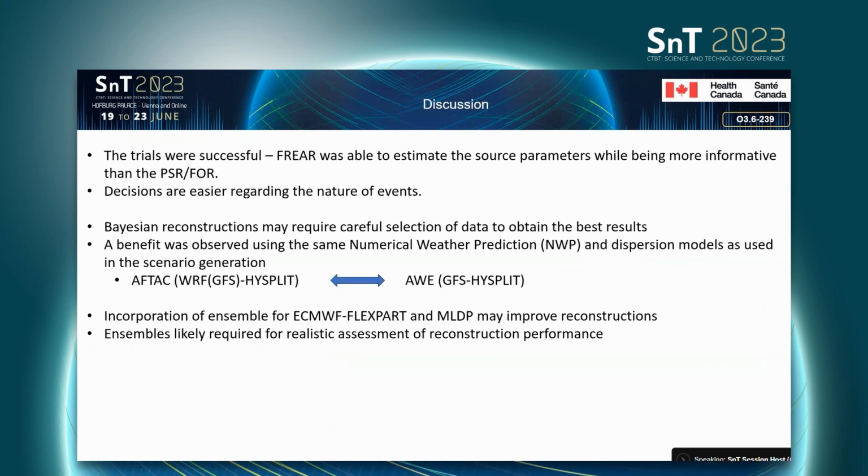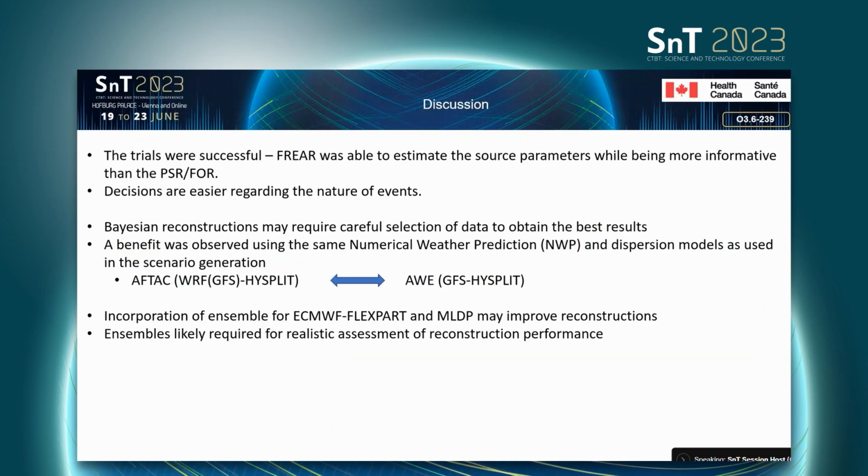So I would say, or argue at least, the trial was generally successful. FREER was able to estimate the source parameters, and it was more informative than just using a PSR or a field of regard. It does make decisions easier regarding the nature of events. There is some evidence that if you want to do these reconstructions, you might need to carefully select the data to get the best results.